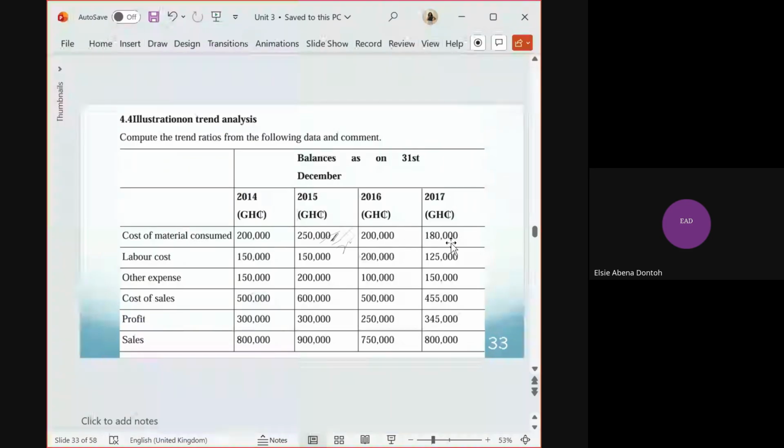And then for 180, what is it? 180 divided by 200,000 times 100. What are we getting? You see, the center is quiet too. 180 divided by 200,000 times 100.